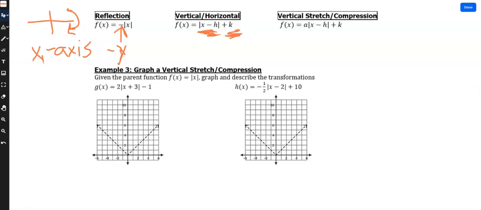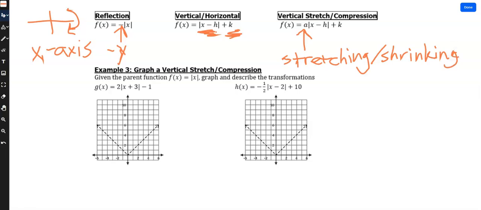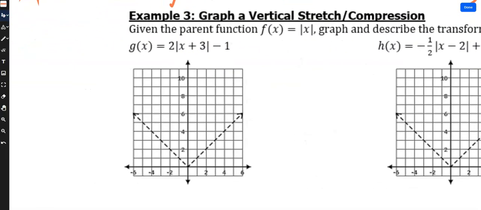And then, of course, they're trying to show us changes on the inside and changes on the outside for vertical shifting and horizontal shifting. And this particular letter that they have out there is on the outside. So we know that is stretching or shrinking. Which direction? Well, if it's on the outside, it's got to be changing the y value. So it's a vertical, which makes sense because that's what it says right above it.